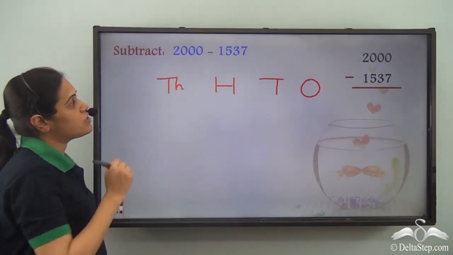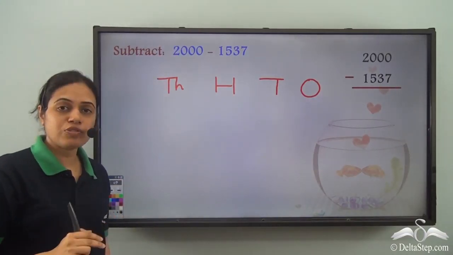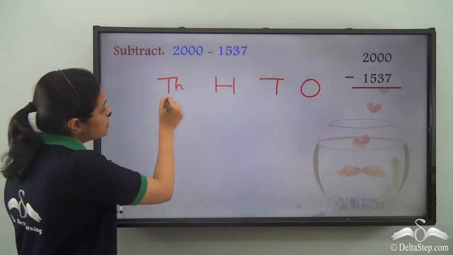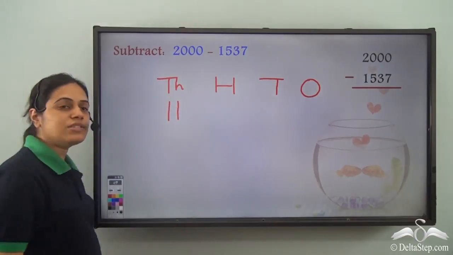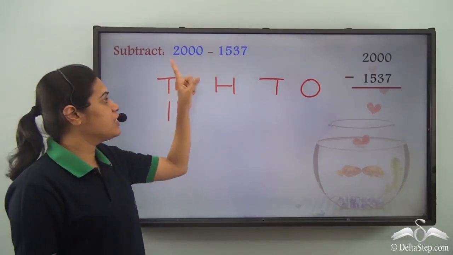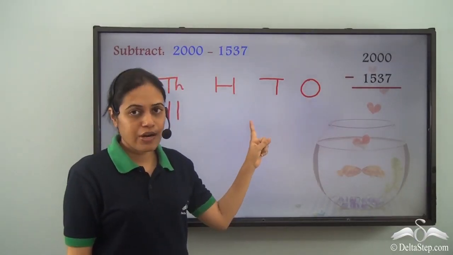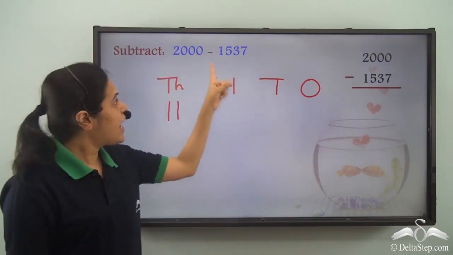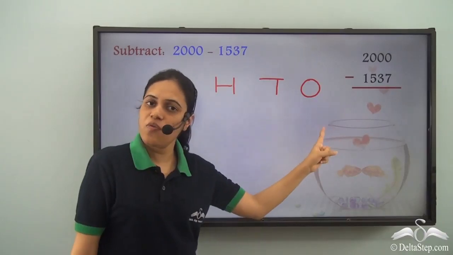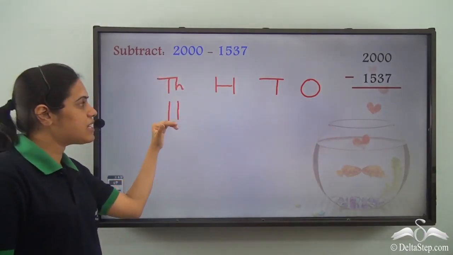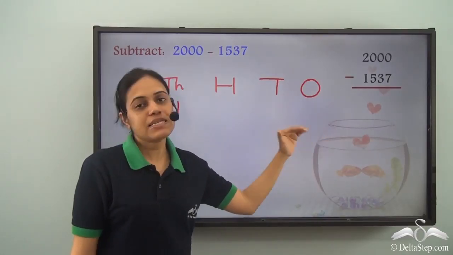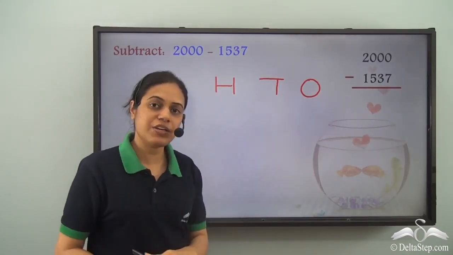Now in 2000 there are two thousands. We have 2 in the thousands place. Then 0 hundreds, so no hundreds. 0 tens, so no tens. And 0 ones, so no ones. So we just have 2 in the thousands place, whereas all the other places are blank. That is, they have zeros.